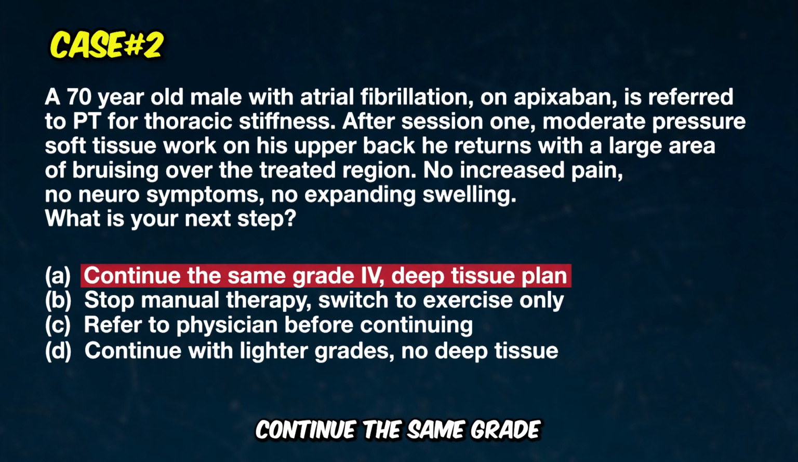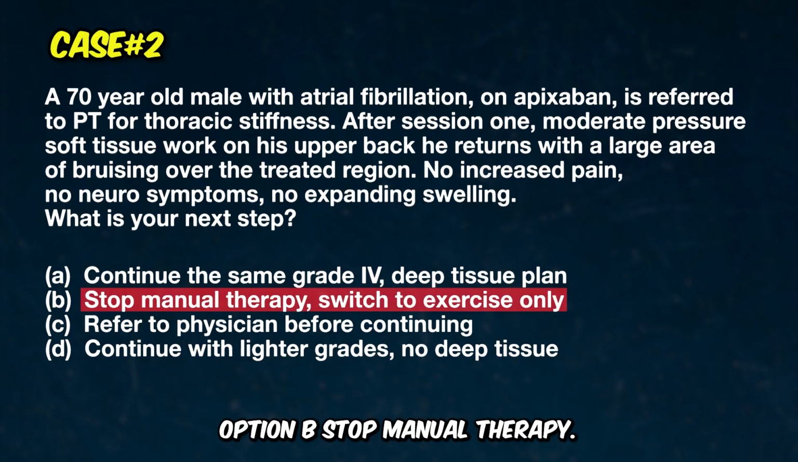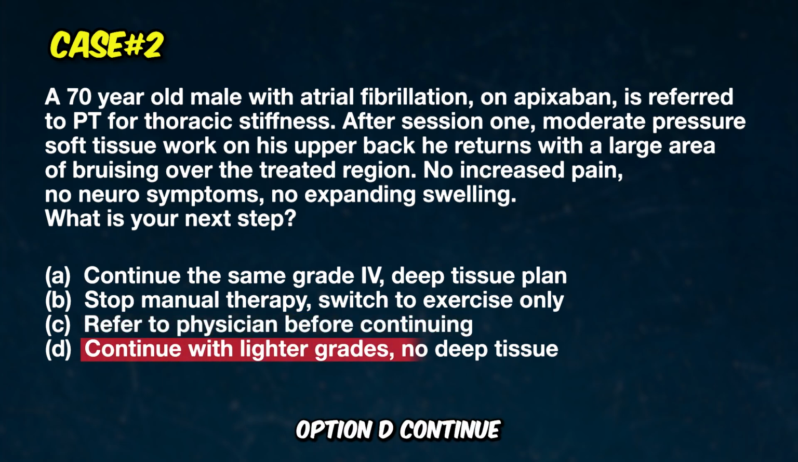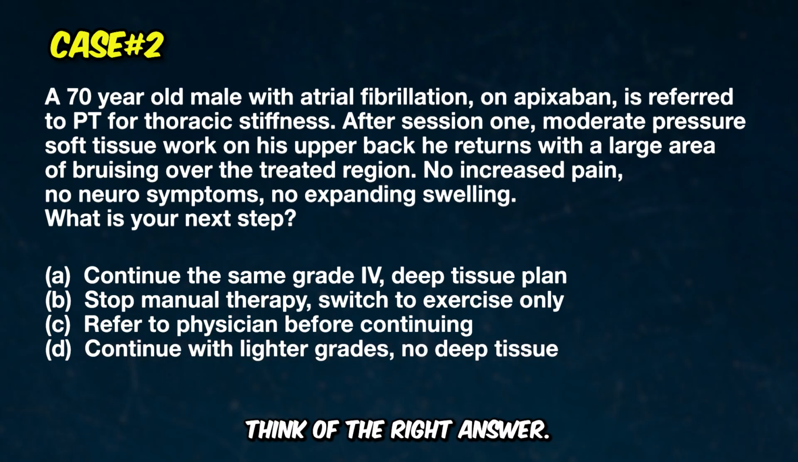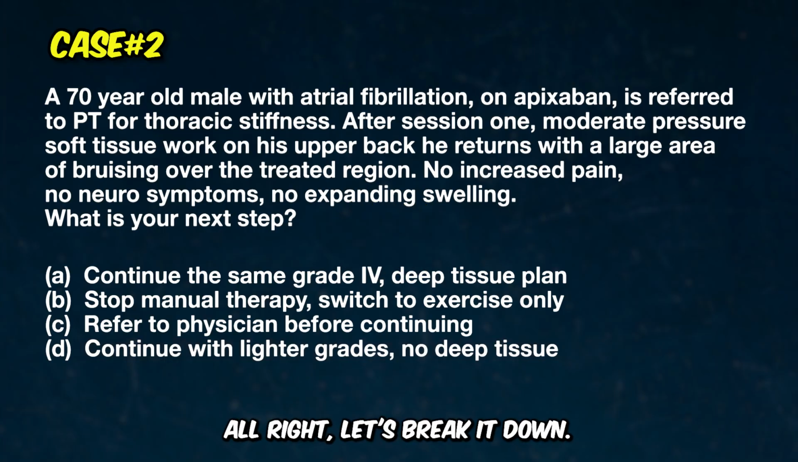Option A. Continue the same grade 4 deep tissue plan. Option B. Stop manual therapy, switch to exercise only. Option C. Refer to physician before continuing. Option D. Continue with lighter grades, no deep tissue. Same as before, pause this video and think of the right answer. Alright, let's break it down.